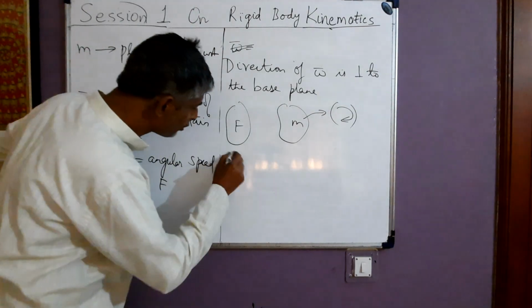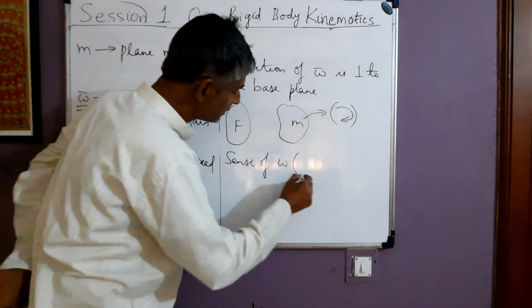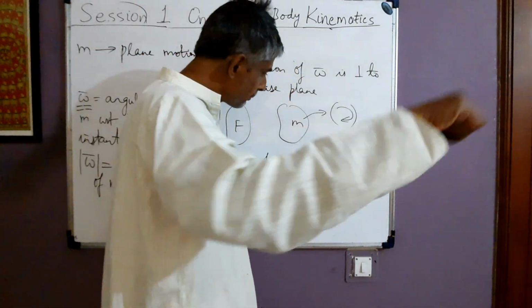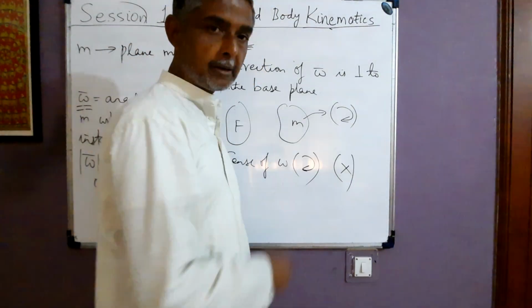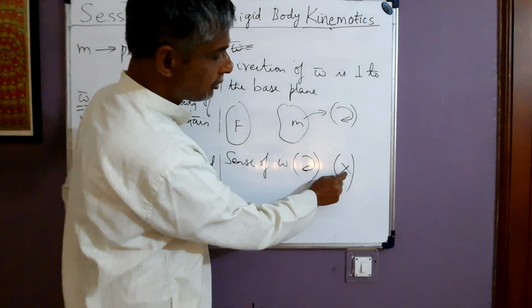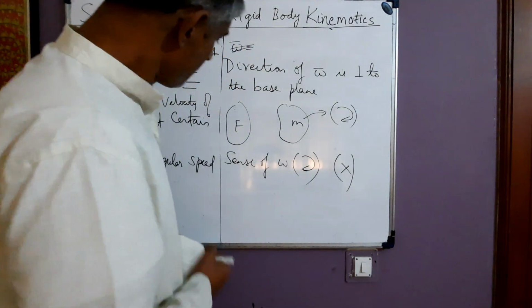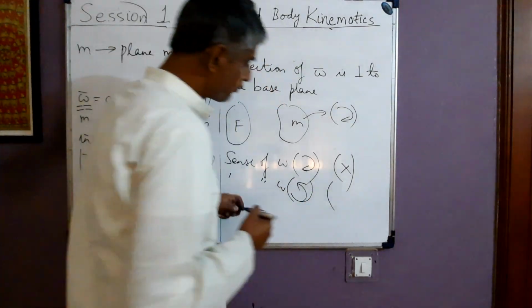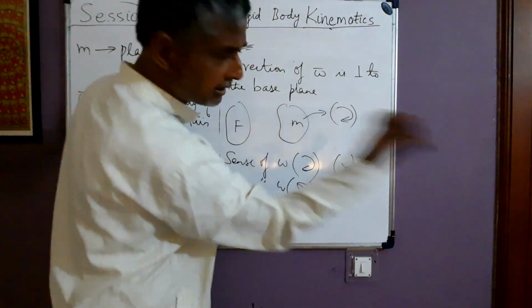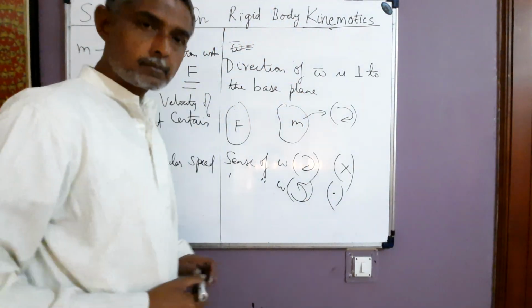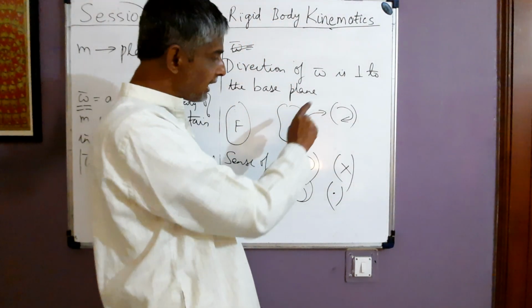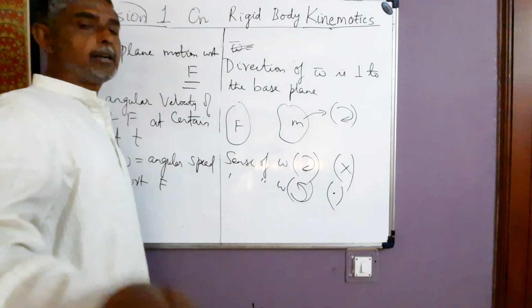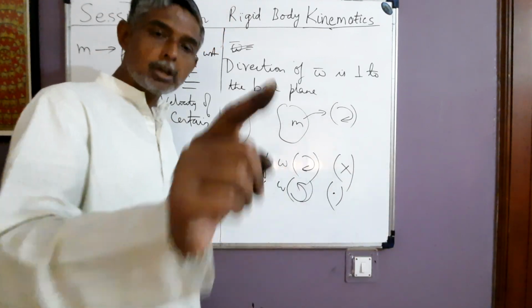If the sense of omega is clockwise, then the direction of omega is perpendicularly into the plane of the board, that is, perpendicularly into the base plane. So this is the direction of omega, and this cross implies perpendicularly into. Okay. And if the sense of omega is anti-clockwise, then the direction of omega is normally out of the base plane, that is in this direction, dot. Okay. So the sense and direction of omega are related to each other by the right hand thumb rule.